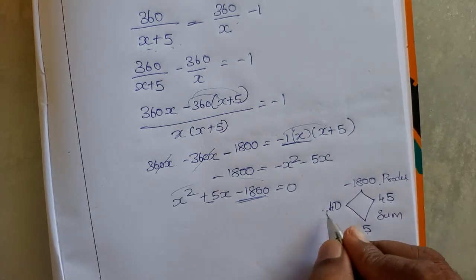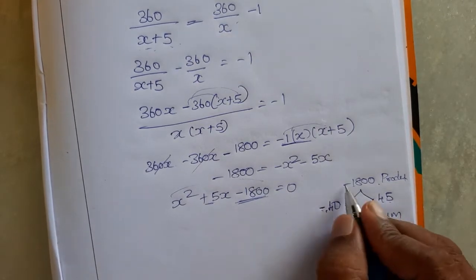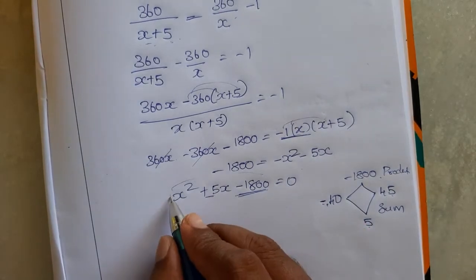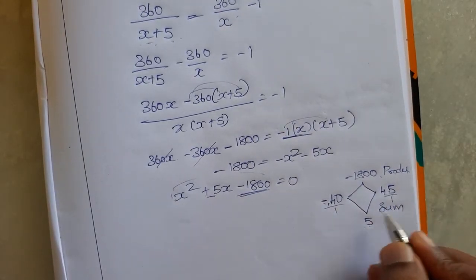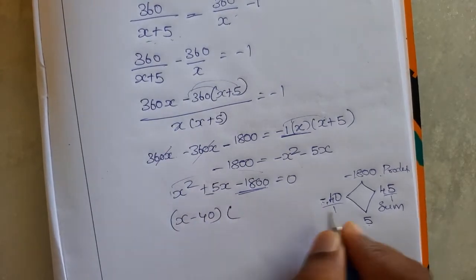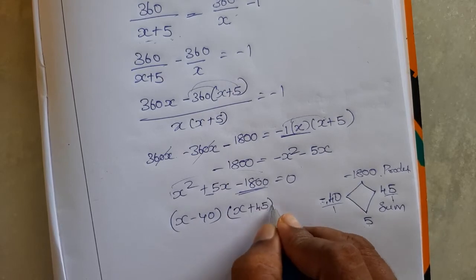So we need a plus 5, right? We will put minus for the lowest number, minus 40. So it becomes minus 1800 and plus 5. So we multiplied 1. So divide by 1, divide by 1. So 1x minus 40 is x minus 40 into 1x plus 45. So x plus 45 is equal to 0.